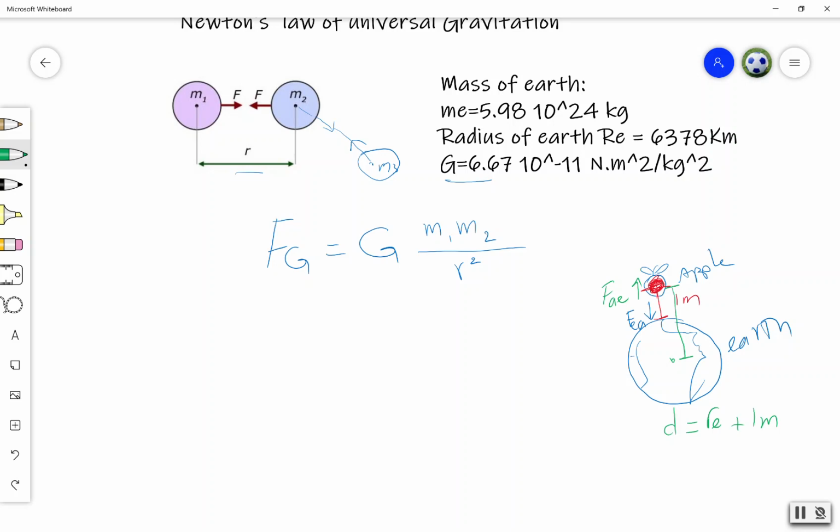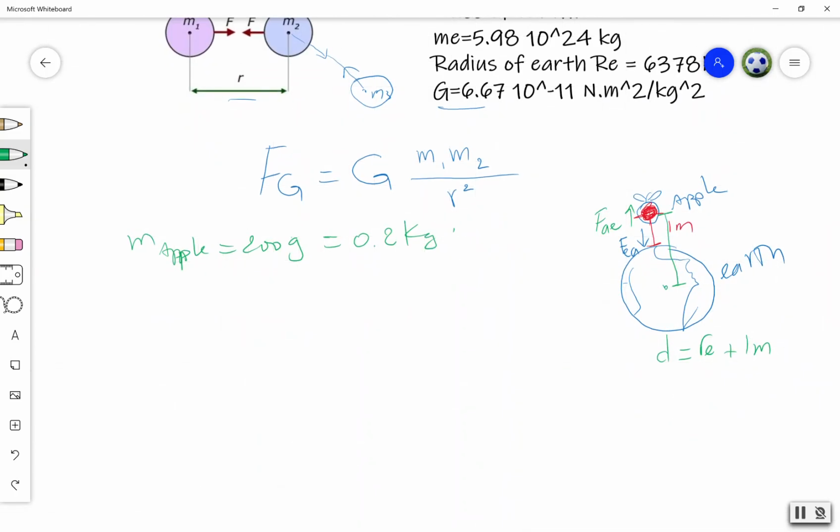Knowing this information, let's say the mass of the apple, how about 200 grams for one apple. I think it's a valid approximation. And this gives me basically 0.2 kilograms. Now, the apple is going to fall toward the Earth. We know that, so there is no doubt about that.